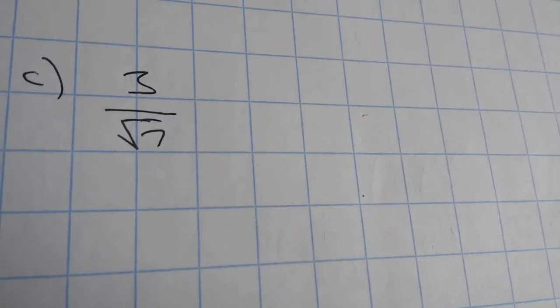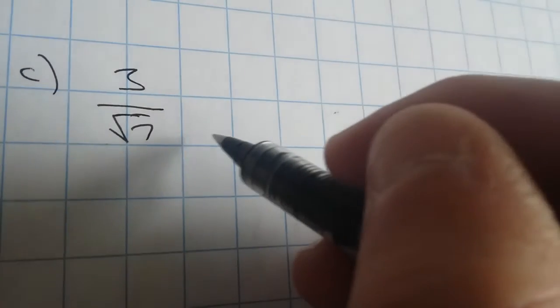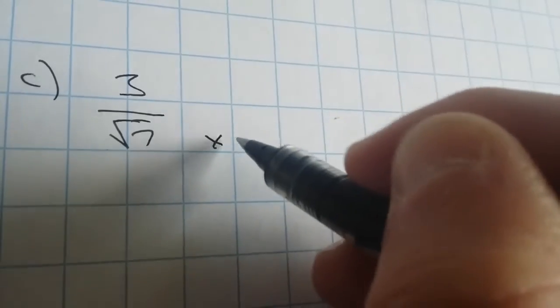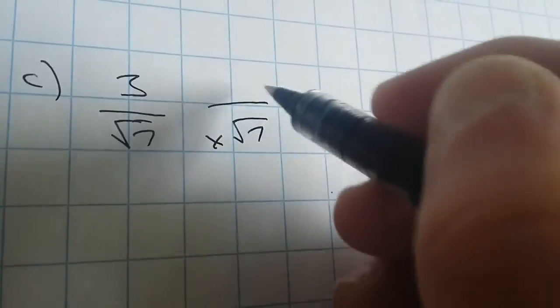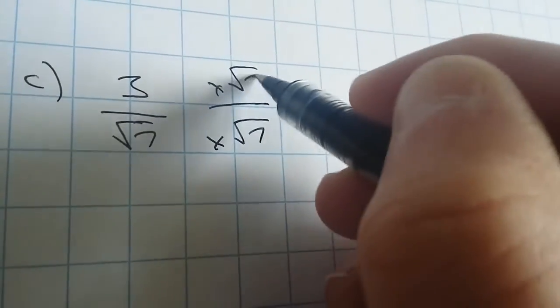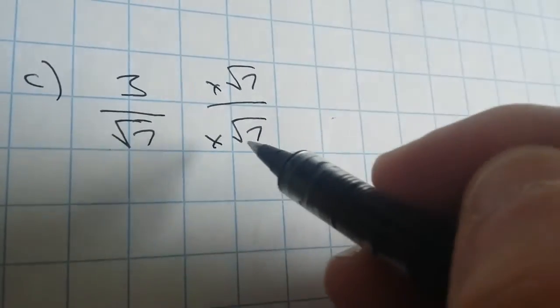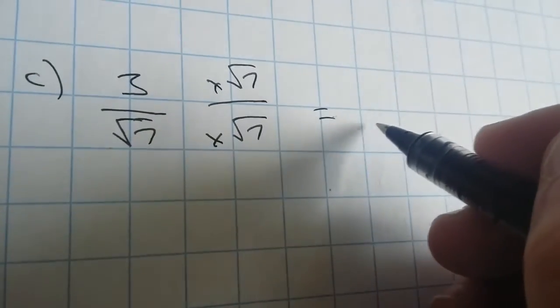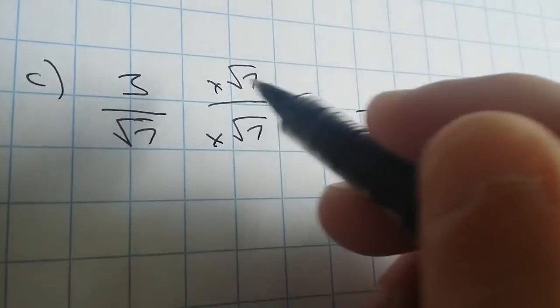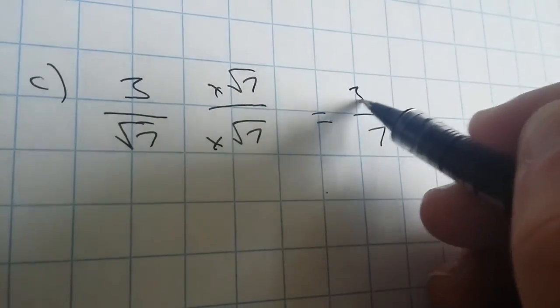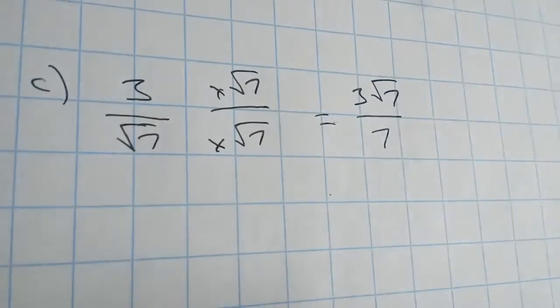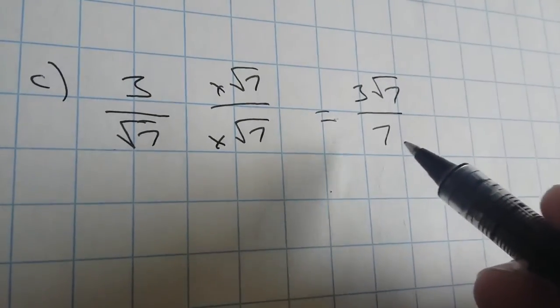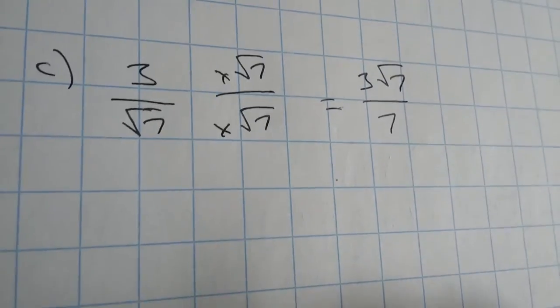Starting with C, we've got 3 over root 7. To rationalise that, I don't want a square root on the bottom, so I times the top and bottom by root 7, because root 7 times root 7 is 7. 3 times root 7, we just write 3 root 7. Simple as that, it's just that we don't want a square root on the bottom.